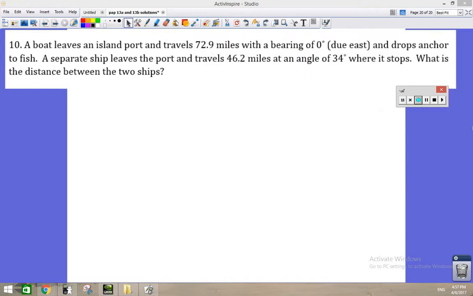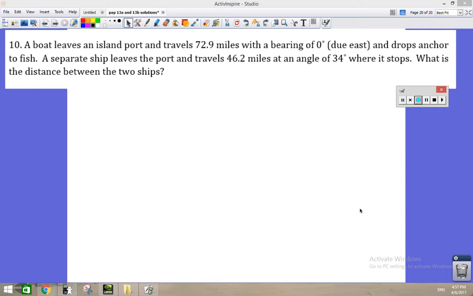Alright, so I believe this is recording. We're solving triangles. We're using law of sines and law of cosines to do it. But here we're given the triangle in words. It's a word problem. We're going to have to make a sketch and figure out information on a triangle from these words.